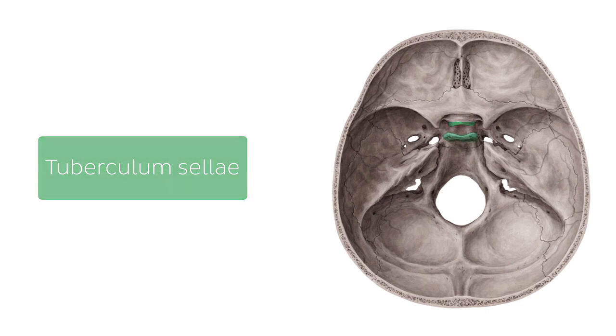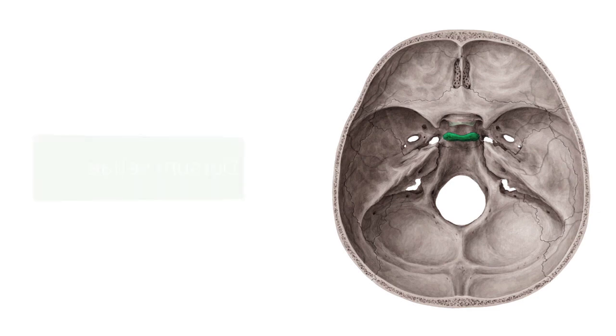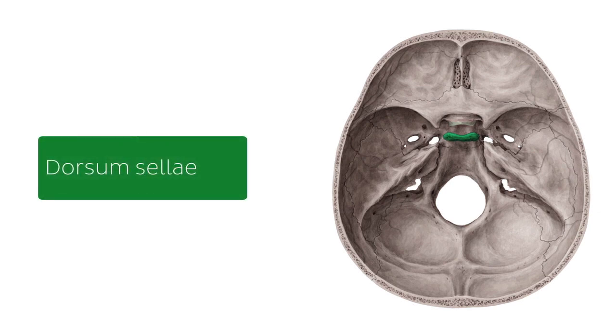The next structure, which we will highlight, is the dorsum sellae. The dorsum sellae is located on the body of the sphenoid as well, posterior to the sella turcica. It forms the posterior boundary of this structure, the sella turcica.